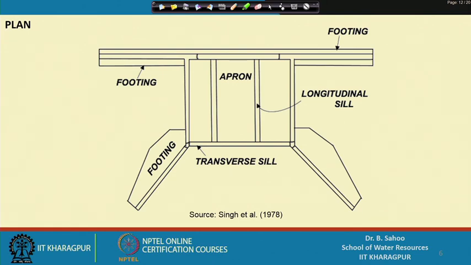From the plan view, we can see there are footings, there is longitudinal sill and there is apron. On the apron there is longitudinal sill, then there are transverse sill, and along the transverse sill, also called end sill. These footings are mostly constructed at 45-degree angle to the vertical.